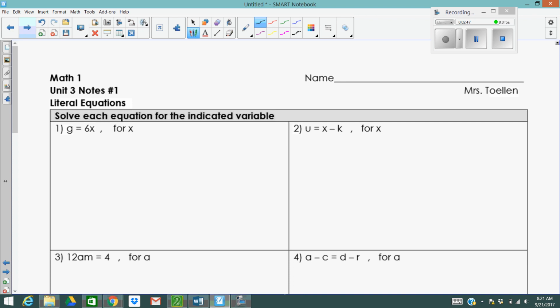g equals 6x. So again, I'm solving for x, which means that's the variable that I want to isolate. So if I look at what's on the same side as x, it's just the 6. And what's happening between the 6 and the x is multiplication. So to get rid of the 6, I need to divide by 6. So now I get g over 6 is equal to x, and x is now isolated.